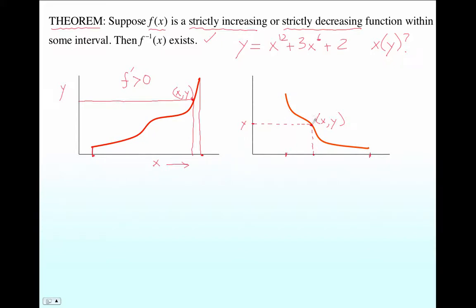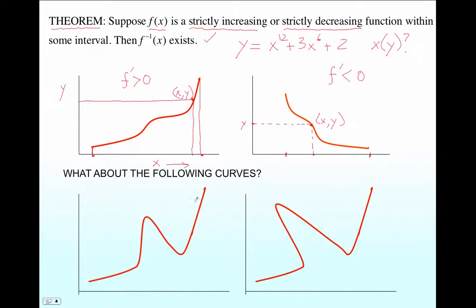Given x, we can get to y. Given y, we can get to x. And of course, over here, the derivative f prime is negative everywhere. That's for a strictly decreasing function. But what about this? These two curves are going to be different.